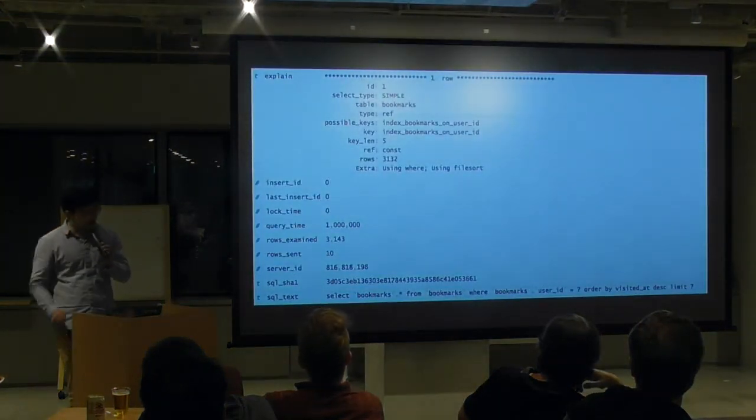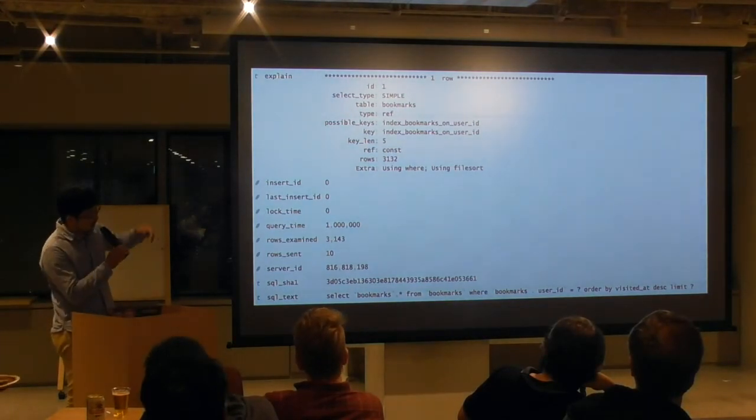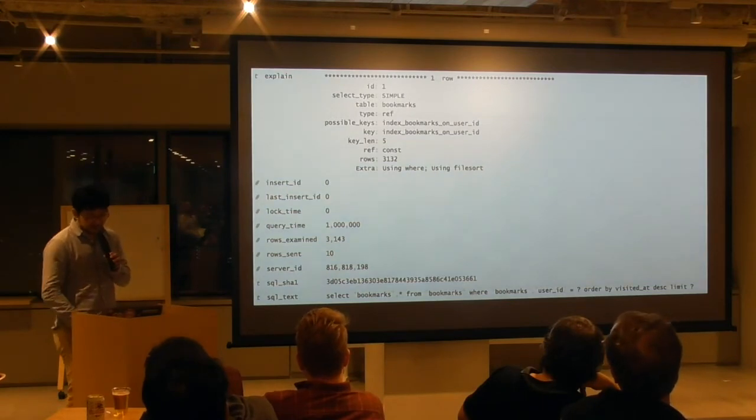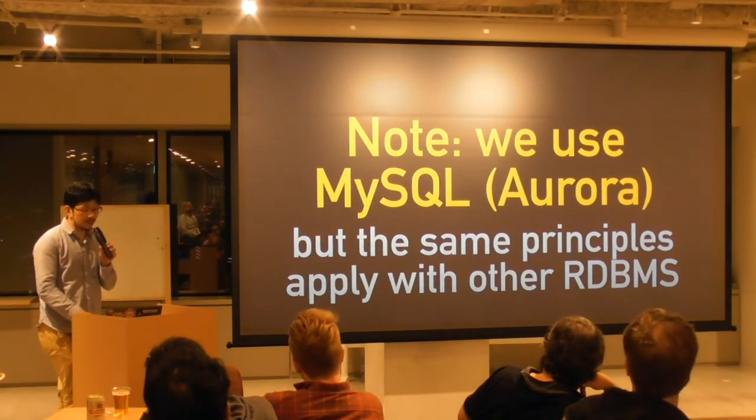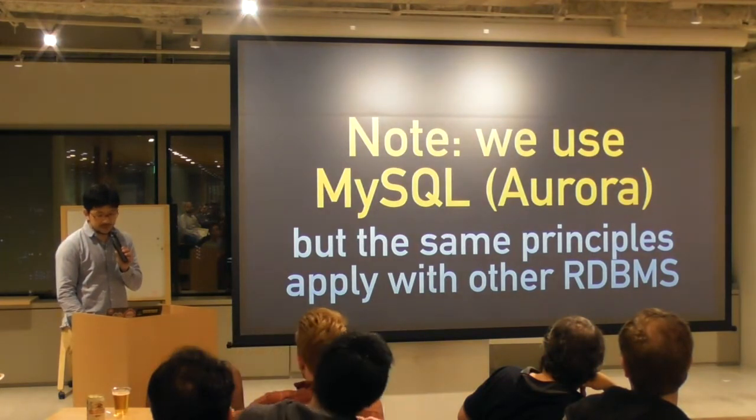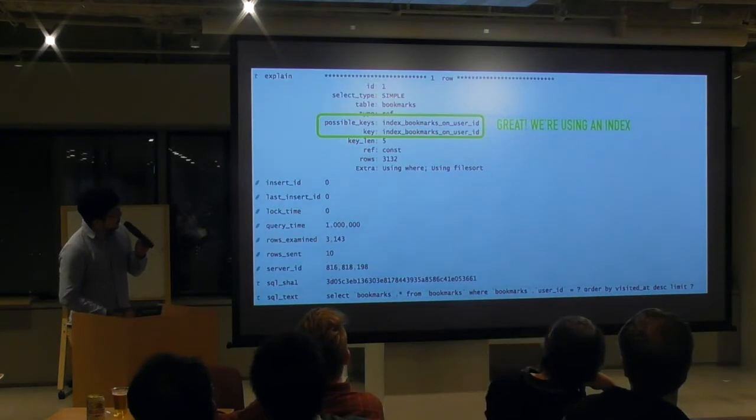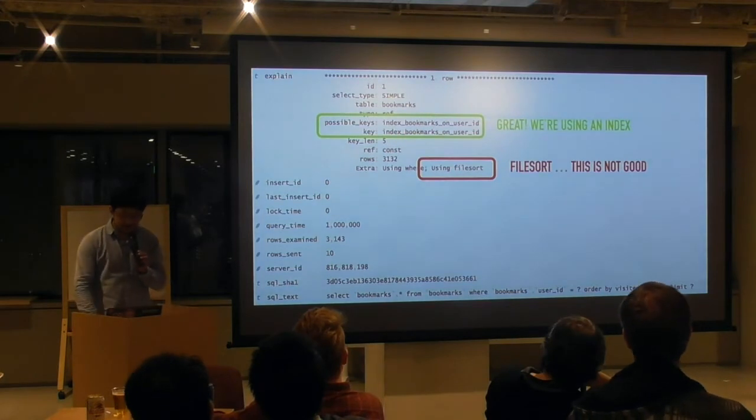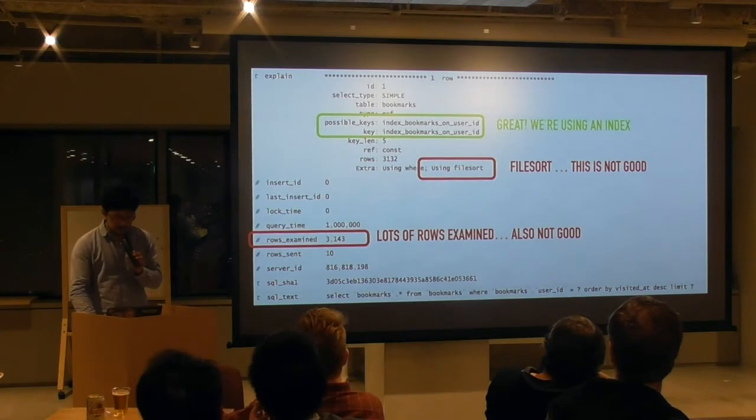So this is from our slow query logs. As you can see, there's the output from the explain. It looks a little bit different from the explain you get on the command line. It's just formatted, that's all. By the way, we're using MySQL on AWS with their variant called Aurora, but the same principles really apply to all databases. What that explain tells us is that, yeah, great, we're using an index, that's cool, but there's this problem here. It says using filesort. This isn't good, and it also says that it's looking at quite a few rows.